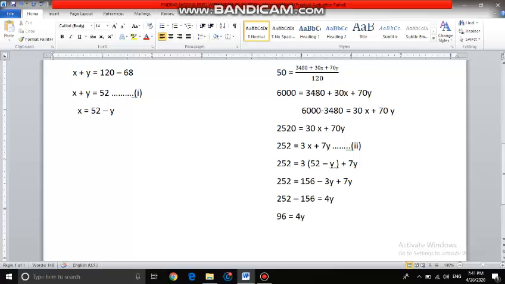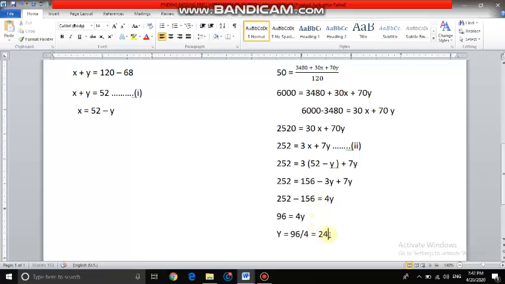4y. So if I want the y value, then what do you do? You have to divide by 4. Can you tell me what you get by dividing by 4? I think the y value will come as, y equals 96 upon 4, that will be equal to 24. So therefore the y value is 24.